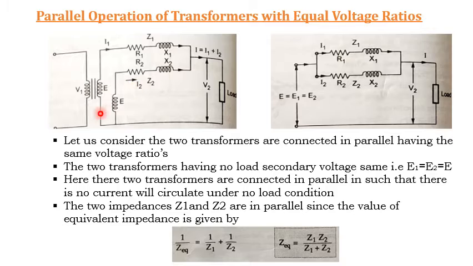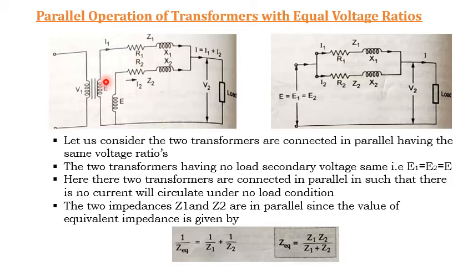Now let us consider this circuit diagram. It represents the parallel operation of transformers. Two transformers are connected in parallel. Both transformer primaries are connected to the common supply. Since a single winding is shown for the primary, here two windings are shown: one is the secondary winding of transformer 1, and the other is the secondary winding of transformer 2.